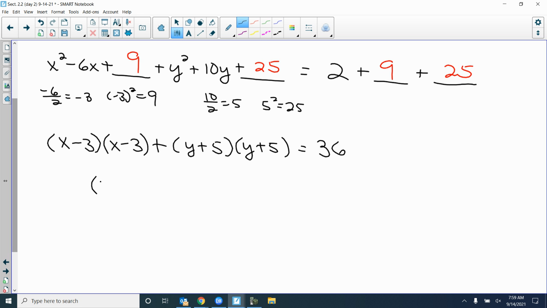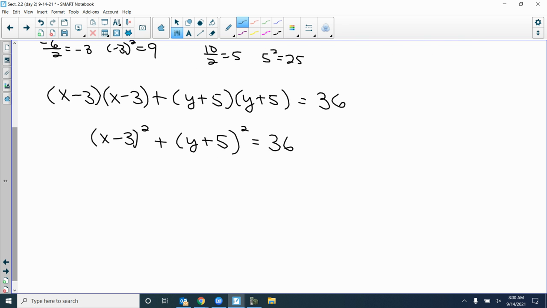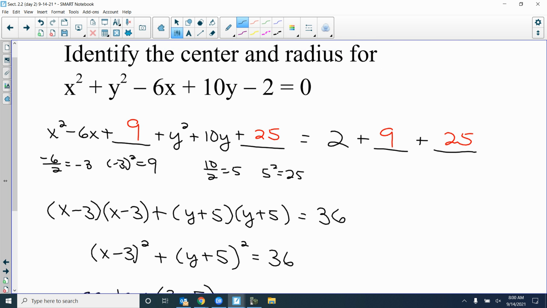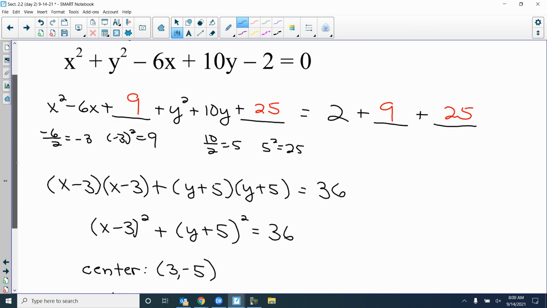So now this is x minus 3 quantity squared plus y plus 5 quantity squared equals 36. All right, now what's your center? Now it's a piece of cake. Center would be positive 3, negative 5, and your radius is square root of 36, which is just 6. Okay. So if they don't give it to you in the nice form, which is the center radius form, you got to make it center radius form. Okay, you got to do that.